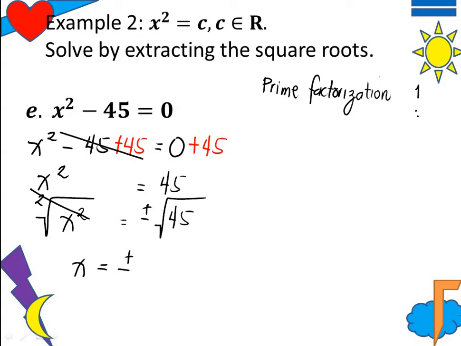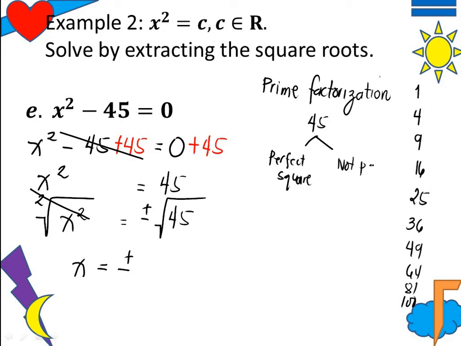That is 1, 4. So how did I get 1? 1 times 1 is 1, 2 times 2 is 4, 3 times 3 is 9, 4 times 4 is 16, 5 times 5 is 25, 6 times 6 is 36, 7 times 7 is 49, 64, 81, 100, and so on. Now, we get the prime factorization of 45. When you do prime factorization, you should have one perfect square and one non-perfect square. Now, what's the highest perfect square that can divide 45?